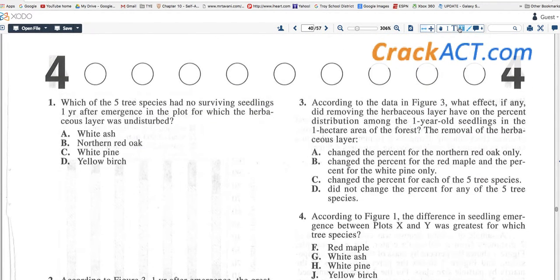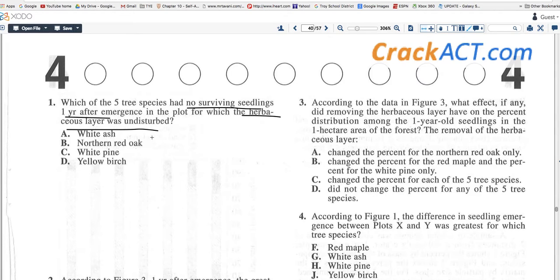Okay, I'm going to do one passage for you guys, and then you guys are going to do the rest, okay? So how you do it, you skim the question. Which of the 5 tree species had no surviving seedlings 1 year after emergence in the plot for which the herbaceous layer was undisturbed? So, what's the question? No surviving seedlings 1 year after herbaceous layer was undisturbed. That should be the only indicators that I need.